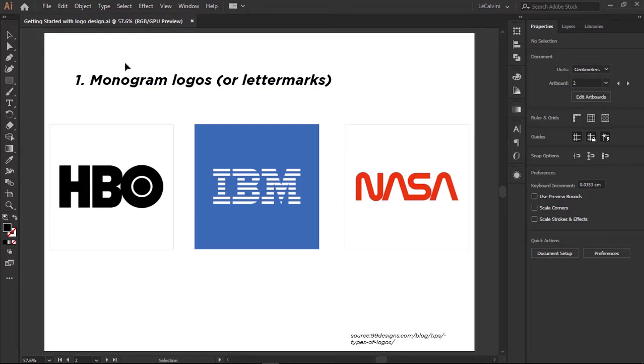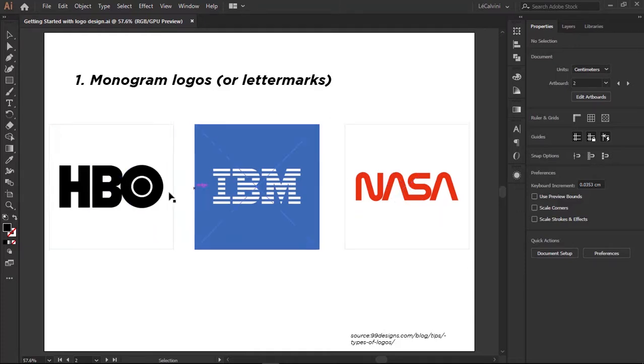So we have the monogram logos or letter marks. These logos usually consist of letters or brand initials like HBO, IBM, NASA, HP, CNN. Do you see the pattern? So these are usually initials for a few famous businesses.